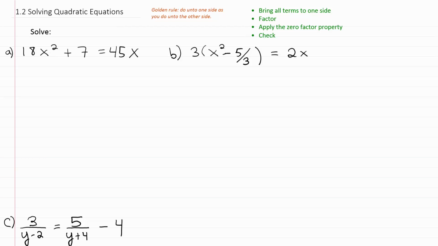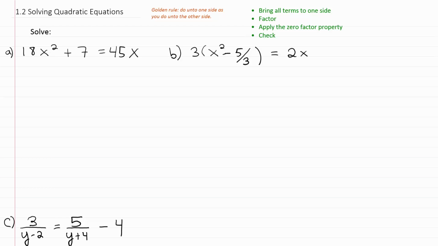In this video, we're looking at how to solve quadratic equations using the factoring method, right? In order to do that, we want to follow the steps that I've listed up here in green. These steps will help us do the process of solving a quadratic equation when using factoring. So the first step is to bring all the values onto one side.